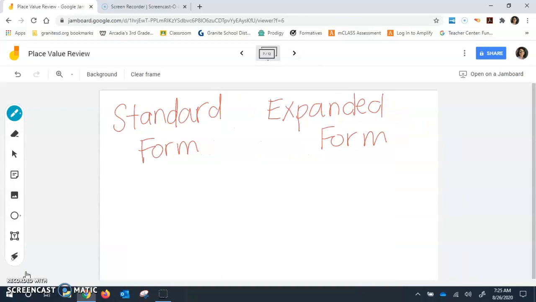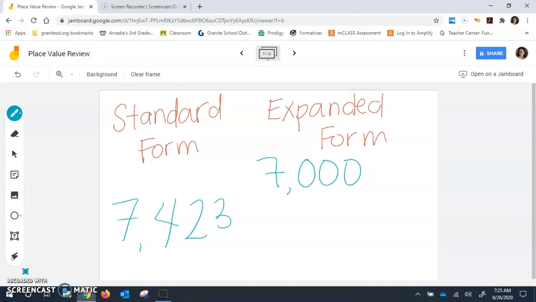Now we go into our words, standard form and expanded form. So let's say we have the number 7,423. This is the number written in standard form. And if I'm asked to write it in expanded form, I'm basically breaking it apart. I've got 7,000 plus 400, you kind of start from the other way, plus 20 plus 3 is the number 7,423 written in expanded form, or broken apart.